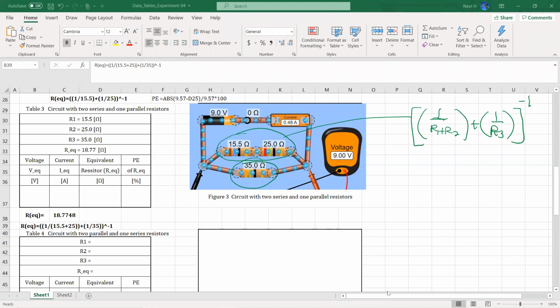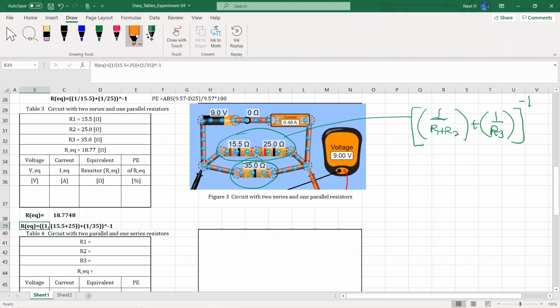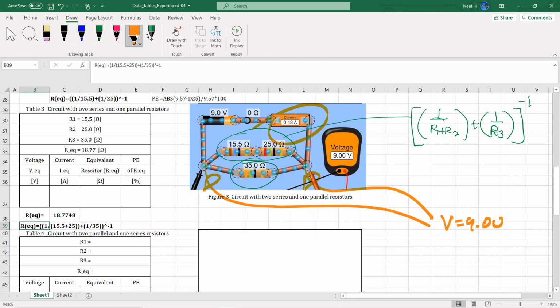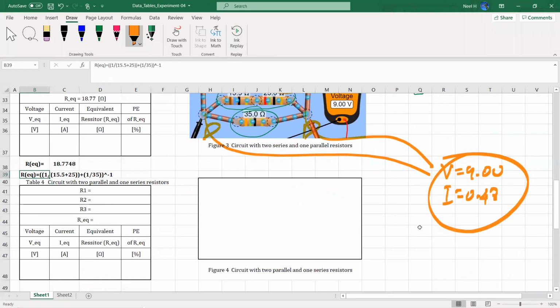And let's take a look now at the same thing from the Ohm's law point of view. If I do Ohm's law across these two endpoints, then we have the voltage 9.0 and the total current passing through is 0.48. So by using Ohm's law, we can figure out the equivalent resistance, which should be V over I. Let's calculate using these two numbers.